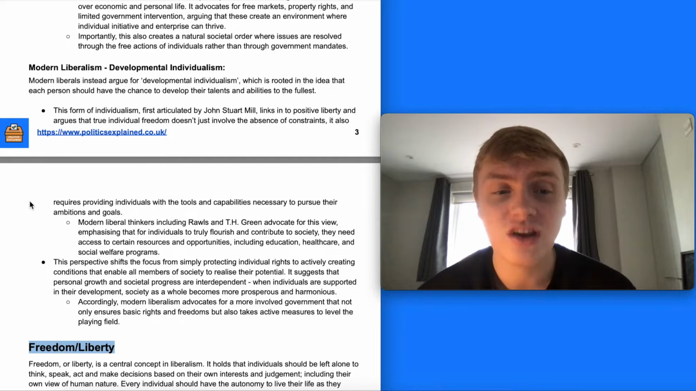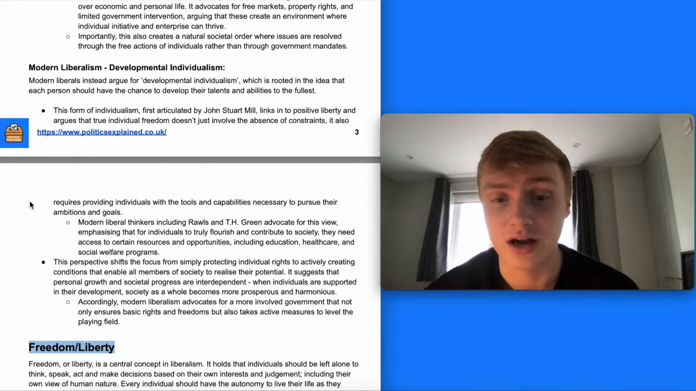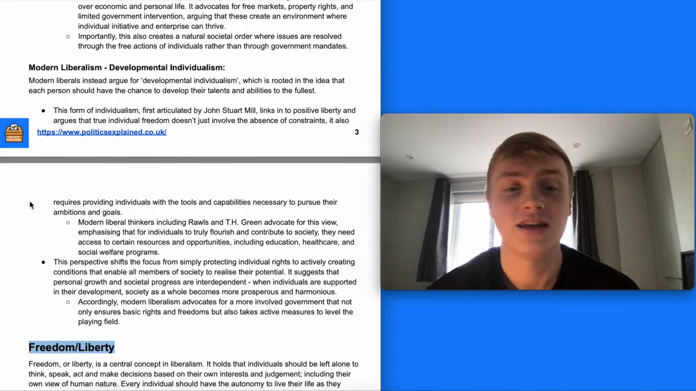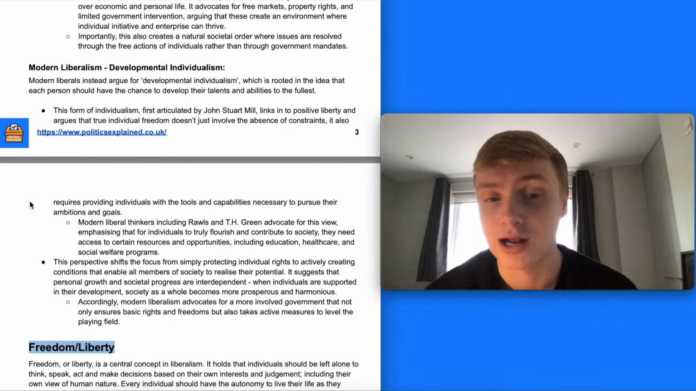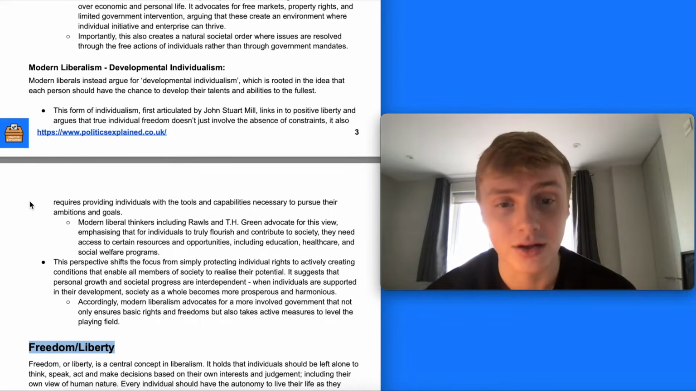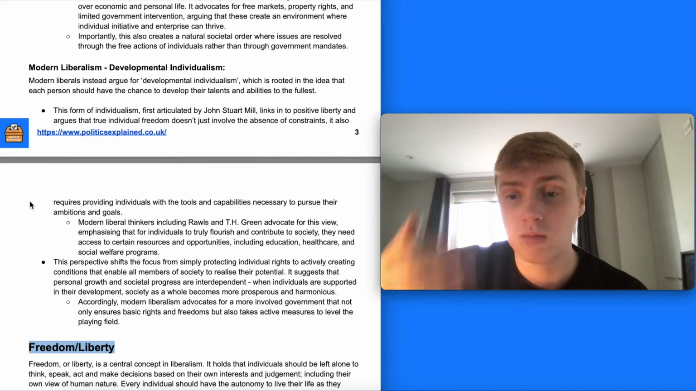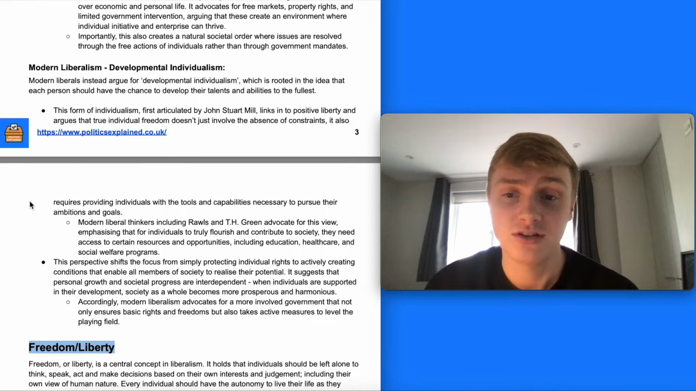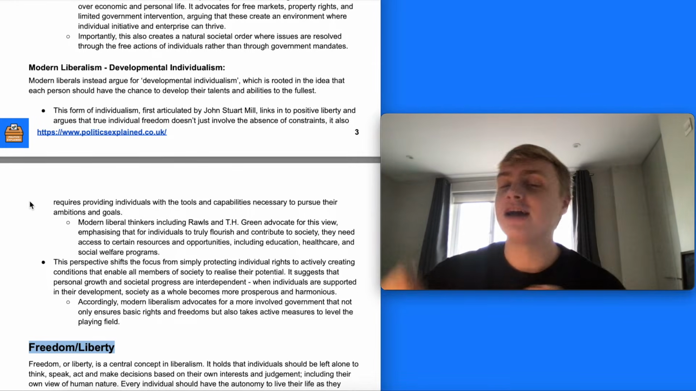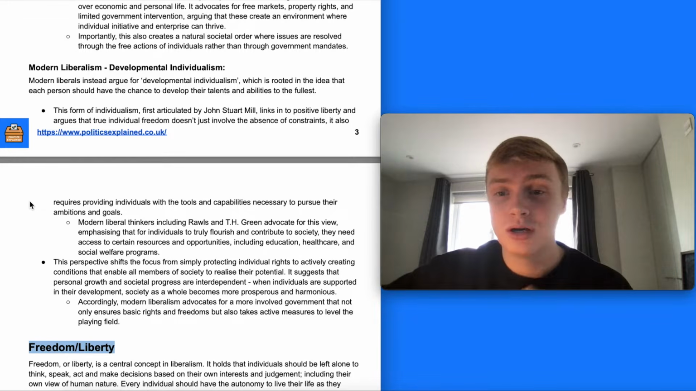So it shifts the focus from simply protecting individual rights to actively creating conditions that enable all members of society to realise their potential, suggesting that personal growth and societal progress are interdependent. When individuals are supported in their development, society as a whole becomes more prosperous and harmonious. So they kind of have this shared view that actually if you respect individualism, it leads to societal prosperity.